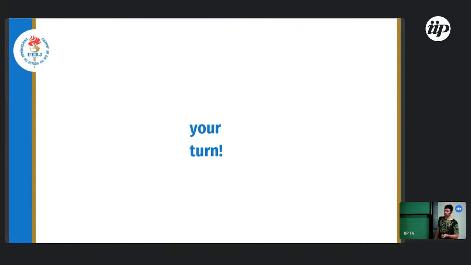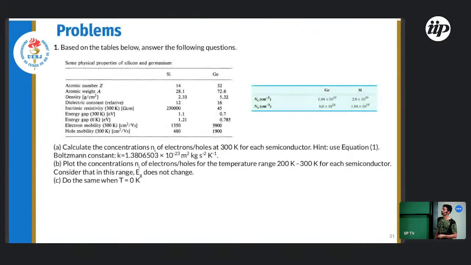Okay, now again it's your turn to play. The first problem is about semiconductor physics. So I again put 2 tables and ask you to do some calculations using the n_i equation. And I also ask you to make a plot to see how we can vary the temperature and to learn how the concentration of holes and electrons will change or not. Okay, and then do the same for 0 Kelvin.